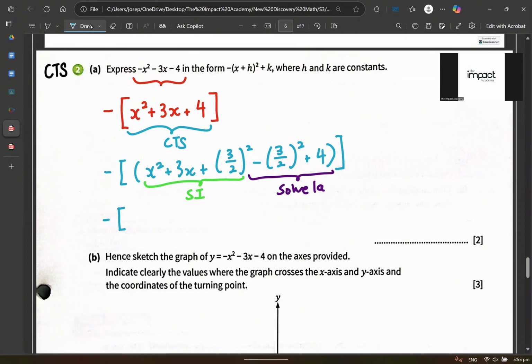Am I making sense? Now we are going to fix our eyes on the first part, which is the special identity. You can see that this basically just becomes x plus 3 over 2 squared, or you can in fact say 1.5 squared. Make sense? Then you focus on the second half, where you just solve, which basically means you can just press your calculator. From here, what you will get is simply plus 1.75.